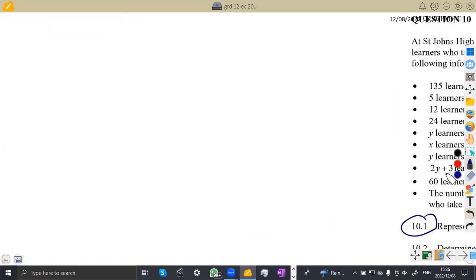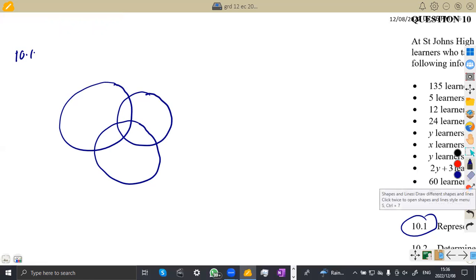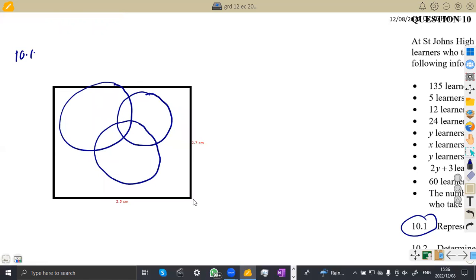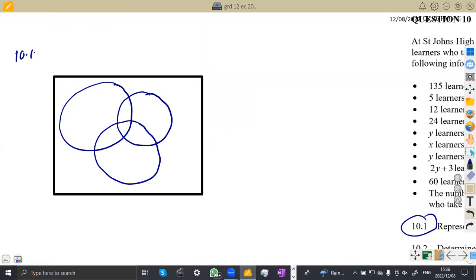So we are going to just quickly have it down here, aside. This is question 10.1. I'm just going to have my 3 sets: we have mathematics, physics, and accounting there. I wanted to at least put a shape and see if it works. Something like this. Okay, I'm just going to put it like that.